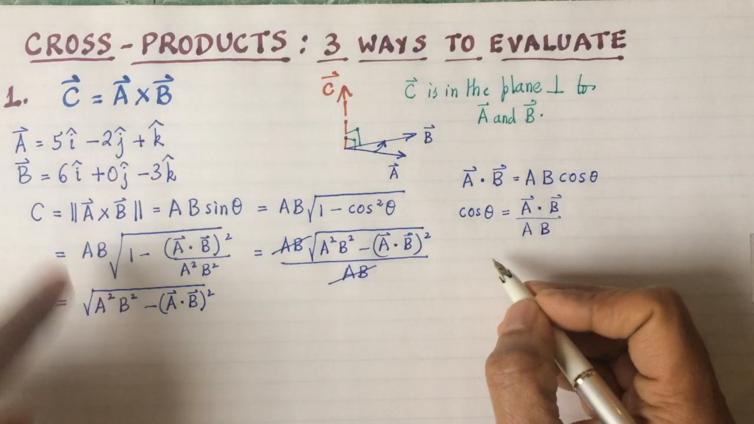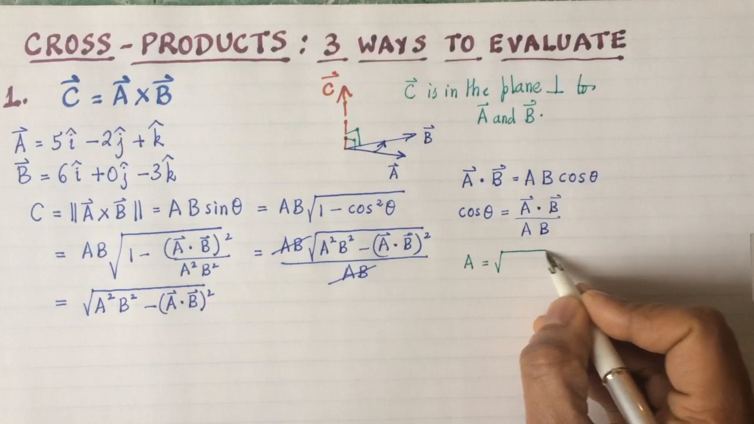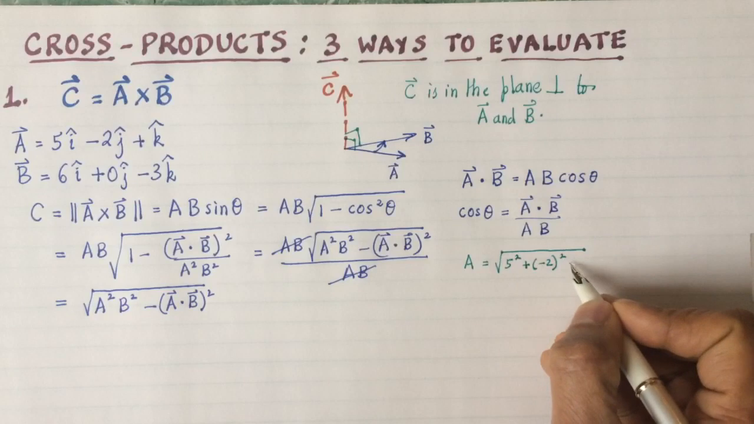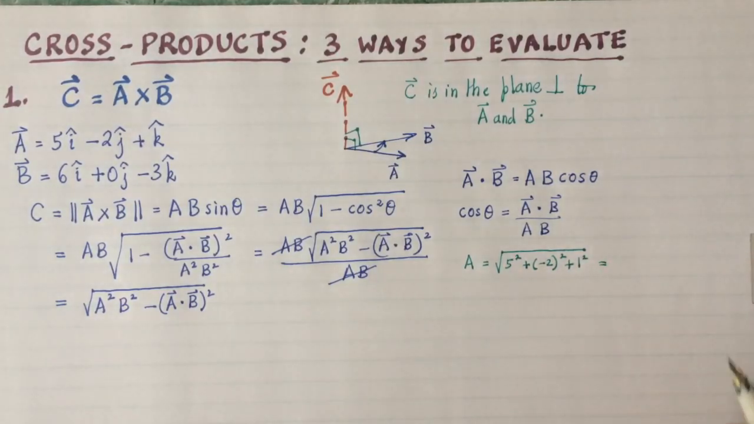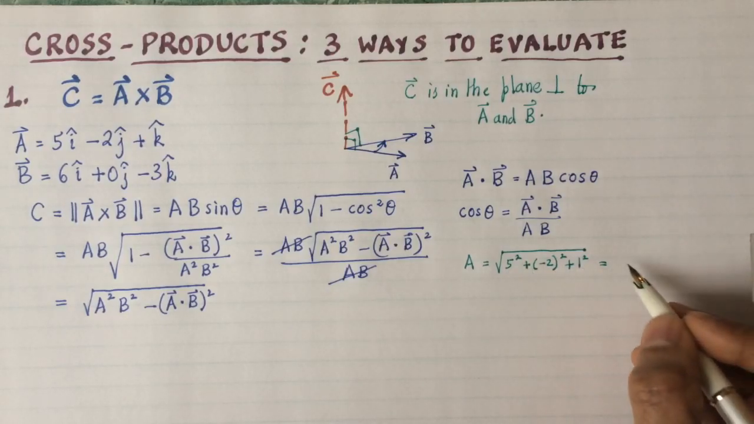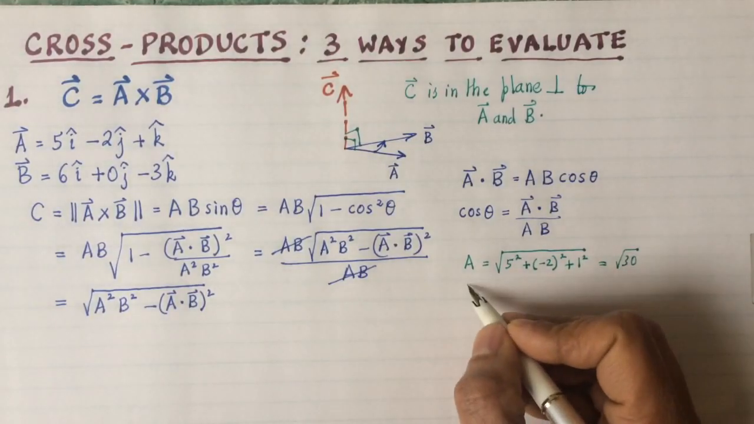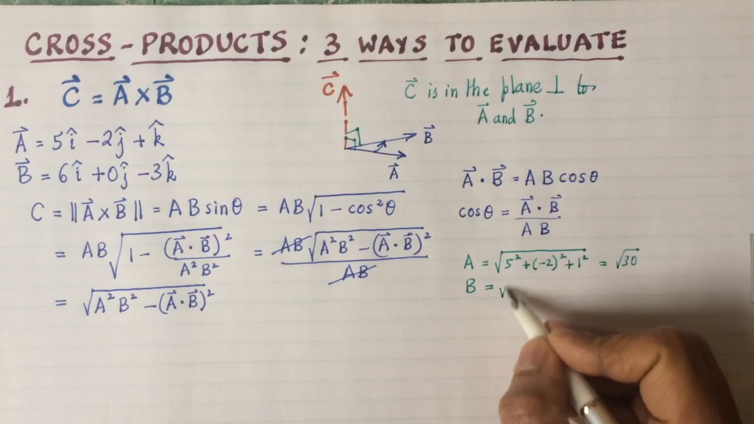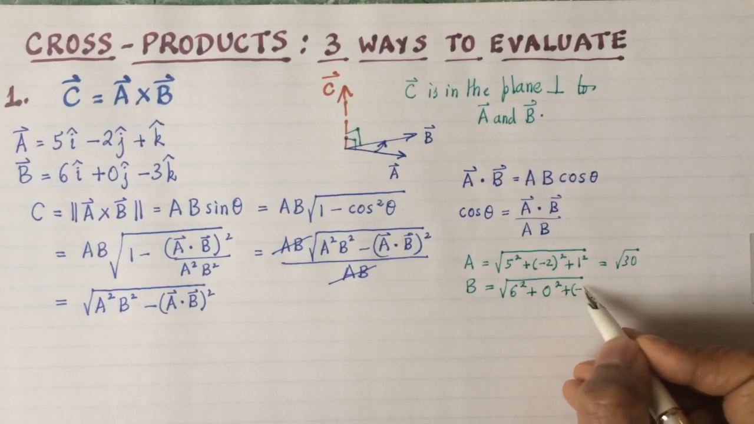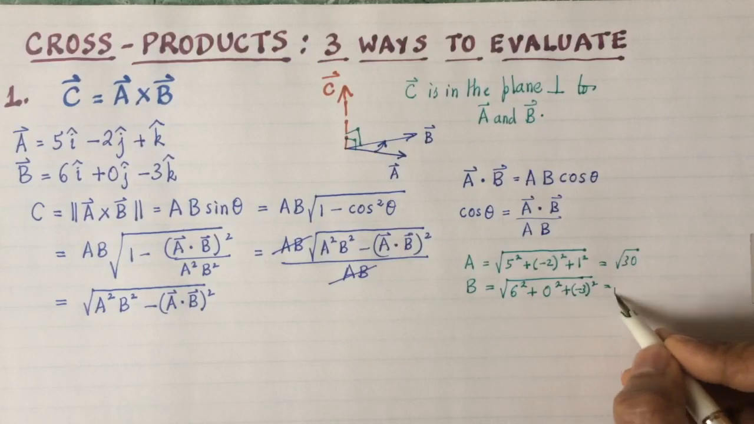So I'm going to work out the magnitude of A on the right side. The magnitude of A is, by the Pythagorean theorem in 3 dimensions, going to be 5 squared plus negative 2 squared plus 1 squared. So that's 25 plus 4 plus 1. That's 29 plus 1, 30. So that's root 30. And the magnitude of B, likewise, is going to be the square root of 6 squared plus 0 squared plus negative 3 squared. So that's 36 plus 9, or 45.